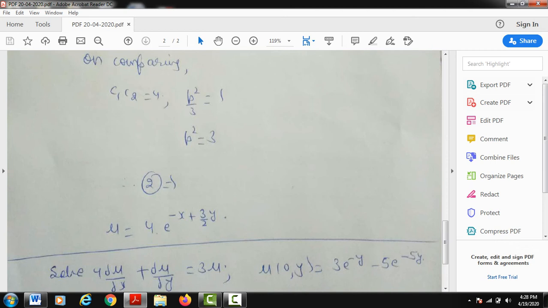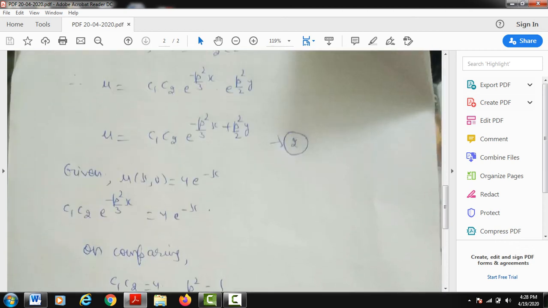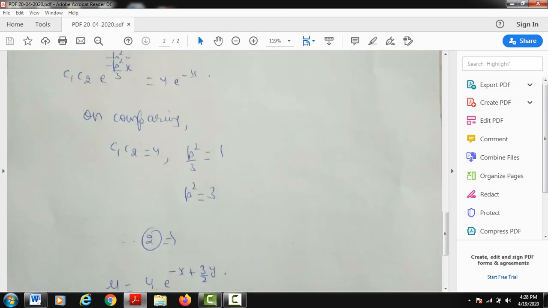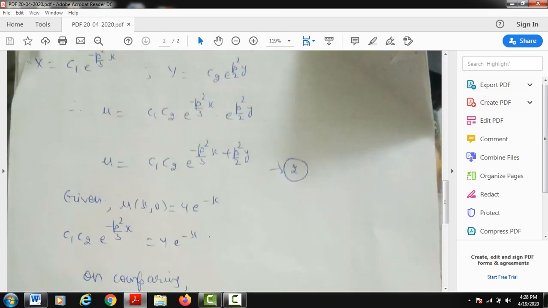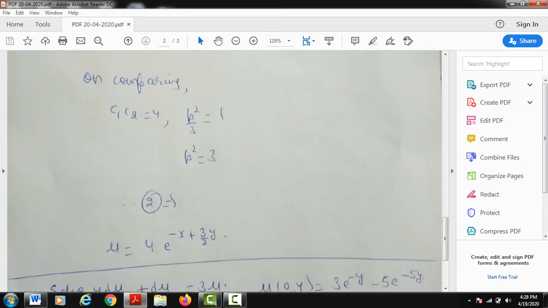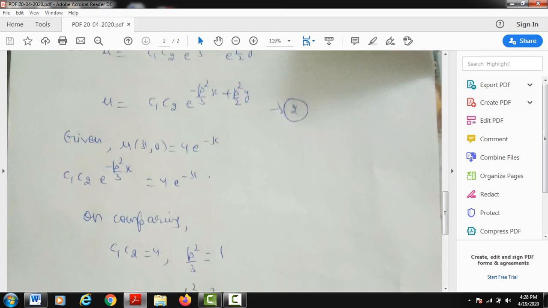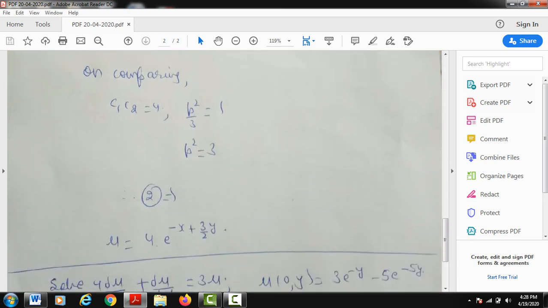Okay, so we have evaluated the constant as well as the value of p². p² is also a constant that we have taken in the numerical. So I will put all these values in equation number 2. u is equal to, I am writing the value of c1c2 as 4, e to the power -x, plus the value of p² as 3. If you put 3 over here, 3 by 3 is 1, so it will be e^(-x) plus 3 squared is 9, 9 by 2 y.